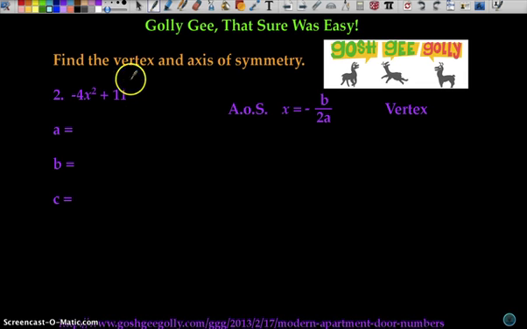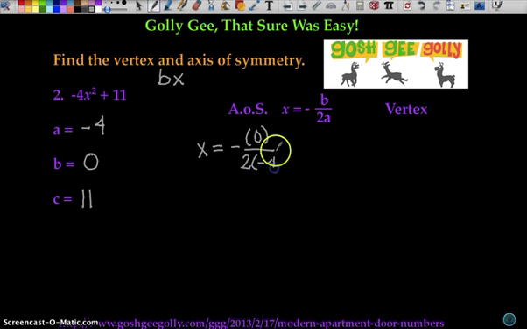So as we move into this one, listing out A, B, and C. This time A is negative 4. B, what do you notice? Well, remember that it's ax squared plus bx plus c. There is no bx term. So that means b is 0 and c is a positive 11. So when we go to find our axis of symmetry, we have negative, and we're plugging in 0 for b, and then 2 divided by negative 4.